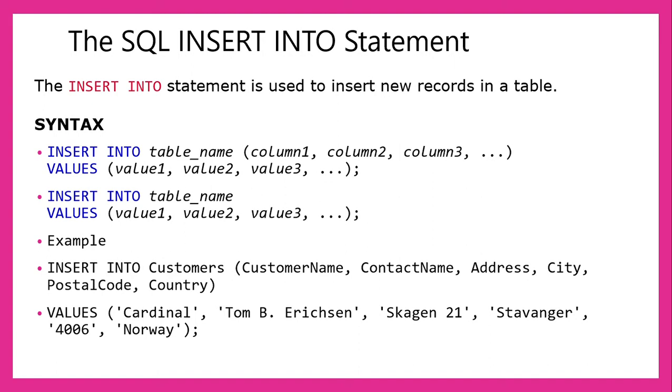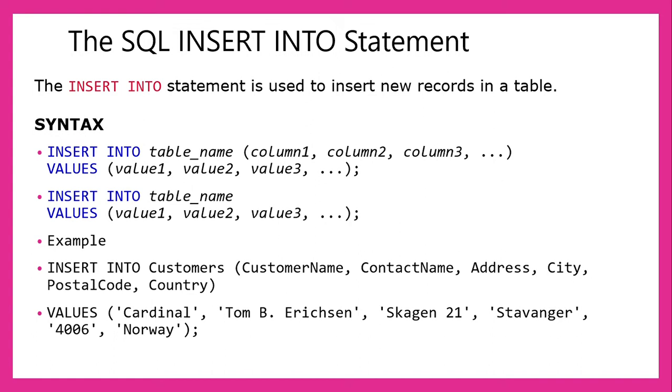For the first one we have an example: INSERT INTO Customers (CustomerName, ContactName, Address, City, PostalCode, Country) VALUES. We can put values like customer name is Cardinal and contact name is Tom B. Erichsen, address is Skagen 21, city is Stavanger, postal code is 4006 and country is Norway.